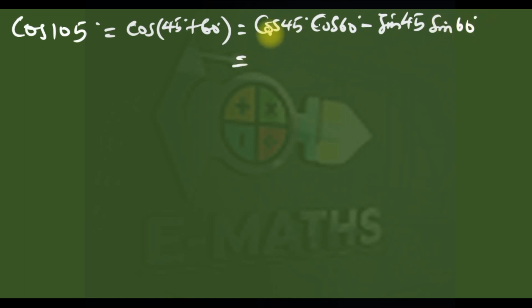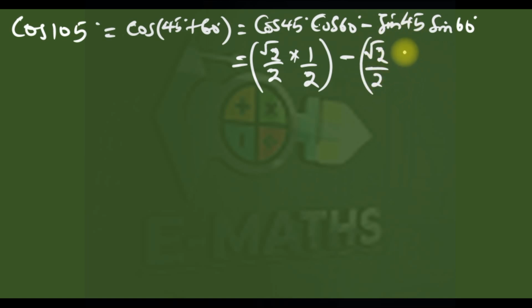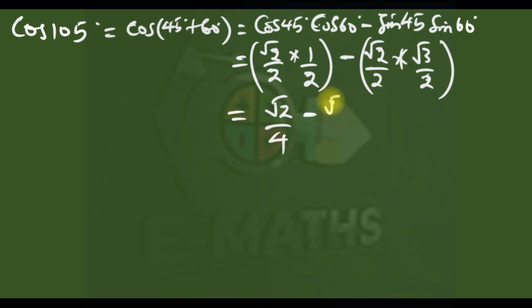We know that cos 45 is root 2 over 2 from our table, times cos 60 is half, minus sine 45 is root 2 over 2, times sine 60 is root 3 over 2. So root 2 times 1 is root 2 over 4, minus root 2 times root 3 is root 6 over 4. So that's our answer.